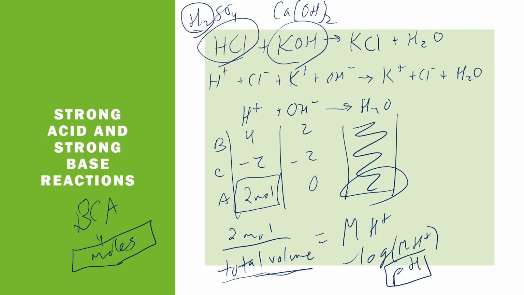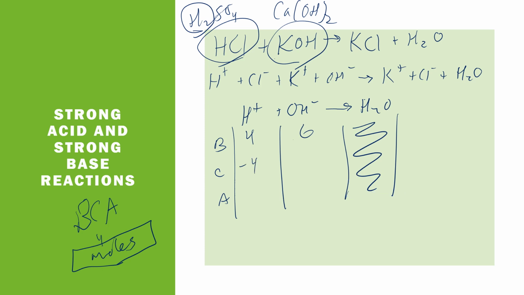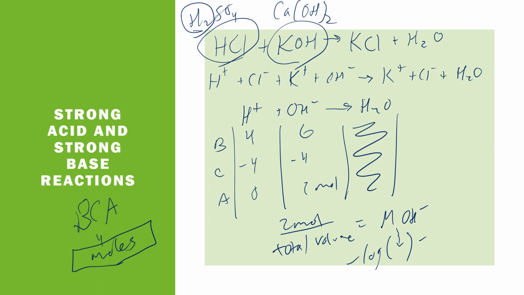So let's do real quick what it would be in the reverse. Let's say we have more of the strong base. Let's say I have 6 moles of hydroxide. Okay, I'm going to completely use up the hydrogen, but since it's 1-to-1, I can only use up 4 moles of each of those. And so I'd have no hydrogen ions and 2 moles of the hydroxide ions. Well, then you would do 2 moles over the total volume, and that will give you the molarity of the hydroxides. If you take the negative log of that number, you'll get the pOH, and you can subtract from 14 to find the pH. So that's your strategy for solving with strong acids and strong bases.